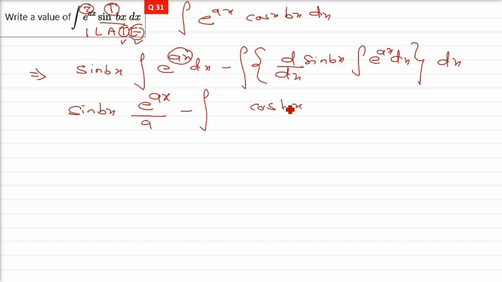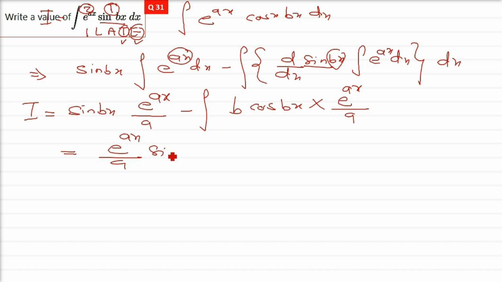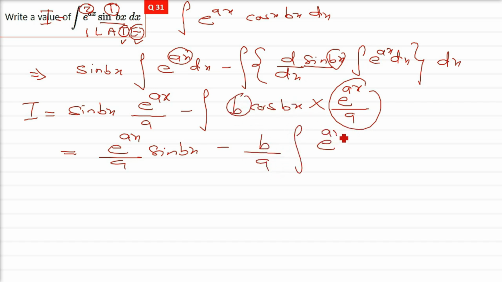Sin bx differentiation is cos bx. Again, bx will give you b, and that goes along with cos bx, so it will be b cos bx. Then multiplied by e raised to ax dx, already done: e raised to ax divided by a. Now what do you see here? Let's rearrange this first. e raised to ax divided by a, sin bx is there, minus this e raised to ax and cos bx will remain inside, but the constant we can take outside. So b by a will go outside, and inside the integration e raised to ax cos bx.